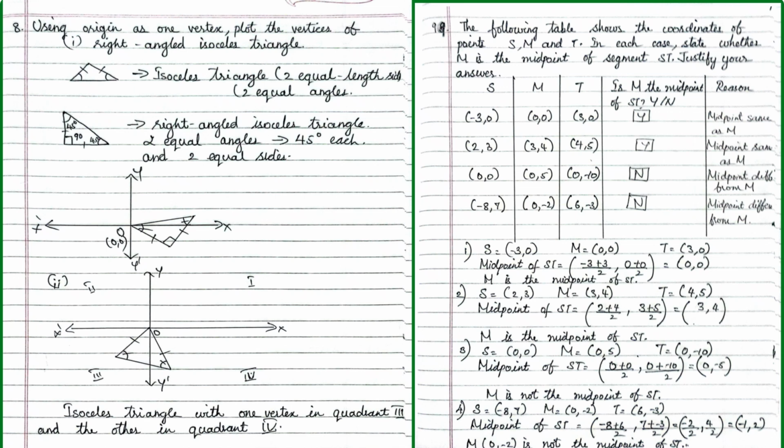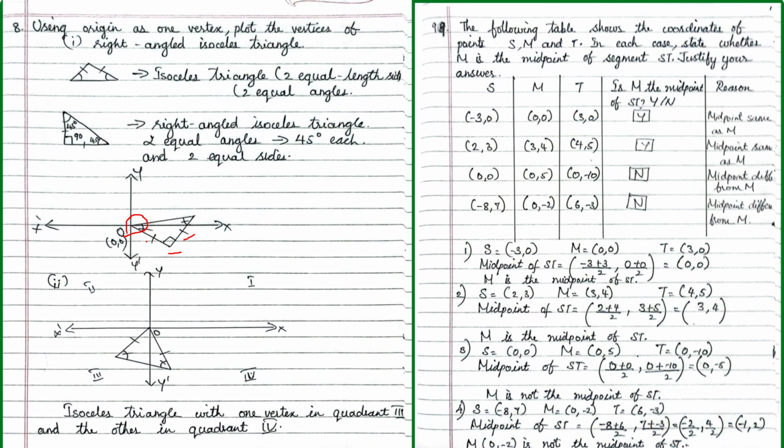Now, for question number 1, we need to construct a right angled isosceles triangle with one vertex at the origin. As you can see, O is the origin and one vertex will be at O. The other two could be anywhere, with only the constraint that the angle should be 90 degrees and these two sides should be equal. This is sum number 1.